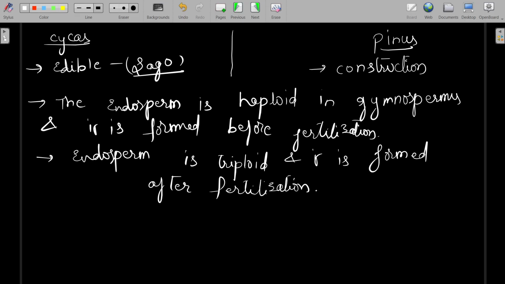So this is the class about gymnosperms, male and female gametes, the male and female cones or strobili, and also about the vascular bundles of gymnosperms. In the next class we will discuss angiosperms.